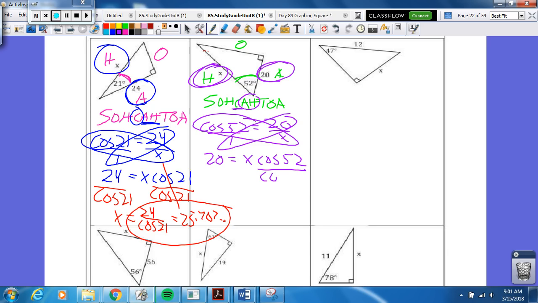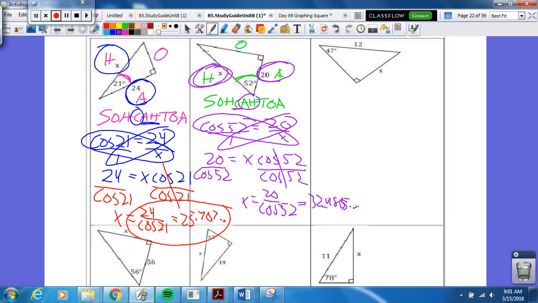Cross multiply, 20 equals x cosine 52. Divide by cosine 52. Hopefully you got this when you did it on your own. And I got x equals 20 divided by cosine 52. Calculator it up. 20 divided by cosine of 52, and you get 32.485.